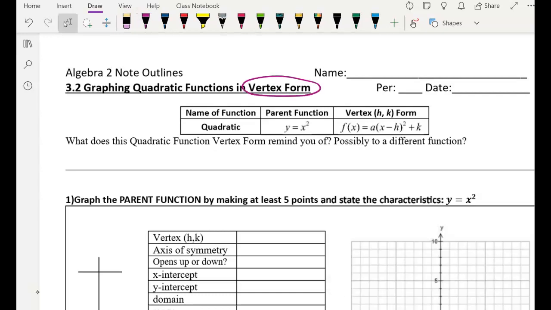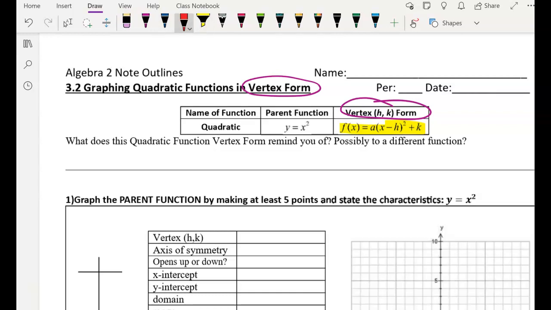Okay, so we are still studying the quadratic function, but this time we are going to study the vertex form of it, okay? So the vertex form, sometimes if you hear me say the word HK form, that's exactly the same thing. It is f of x equals a times this quantity x minus h raised to the second power, because it's quadratic, is always going to be raised to the second power, plus k.